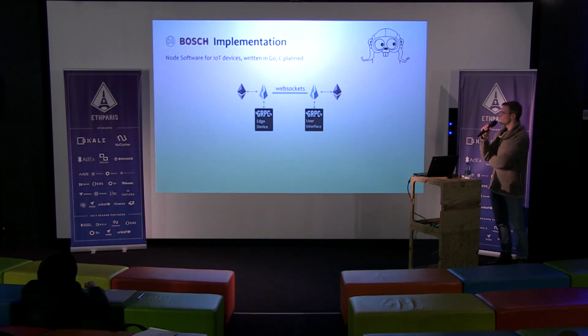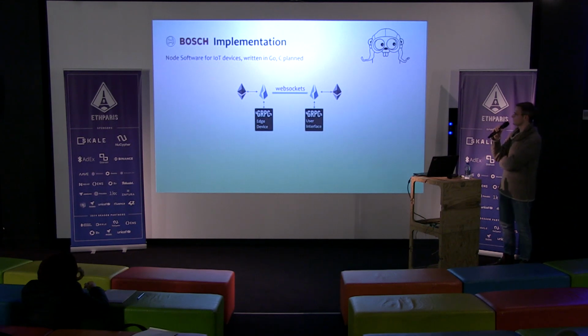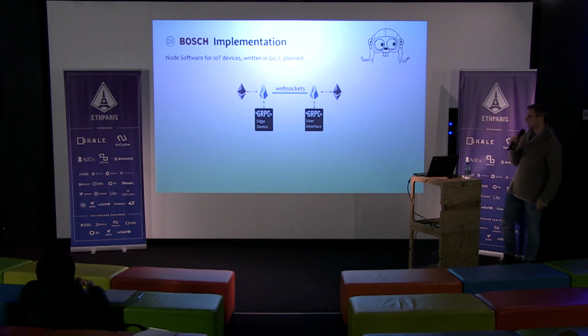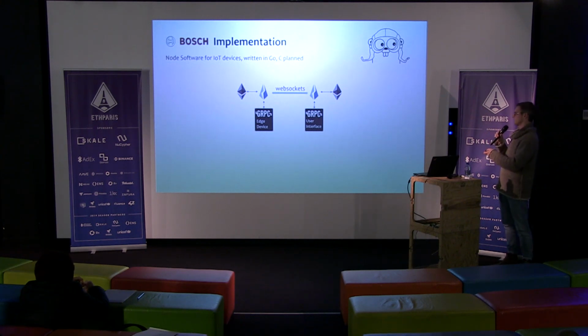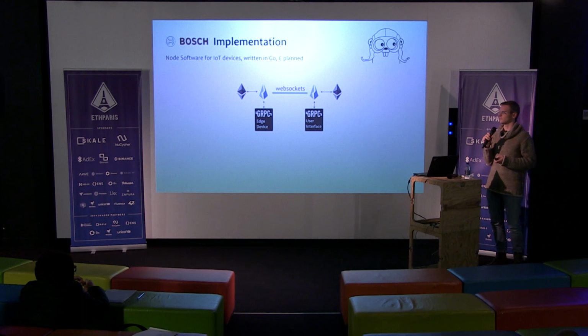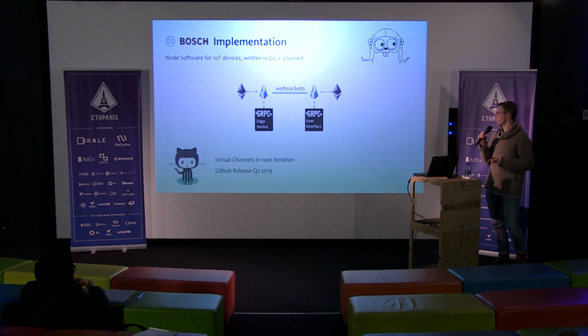We are collaborating with Bosch on an implementation. What they've already done so far is a basic node software, that's the Perun node here and here. The nodes are connected on the one hand to an Ethereum client, so they can interact with the blockchain. They also have a WebSockets connection between them, so they can interact with each other. In the future, it is planned that they also have a gRPC interface to which, for example, edge devices or user interfaces could connect.